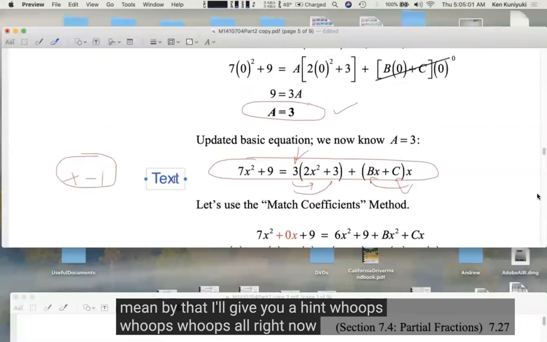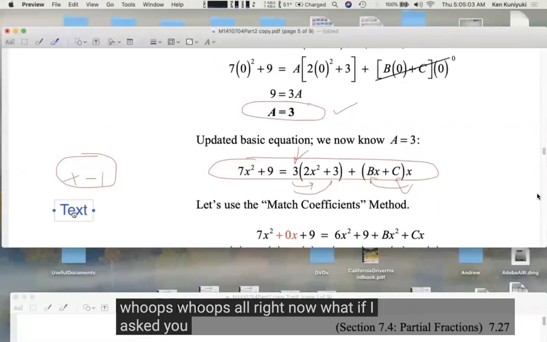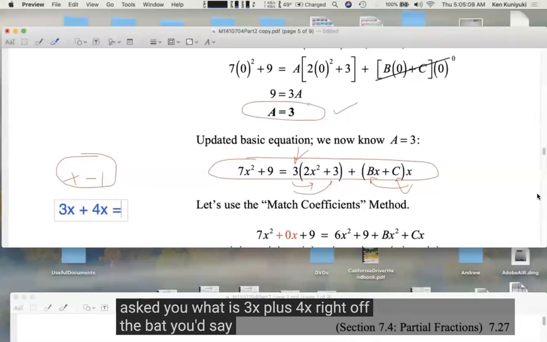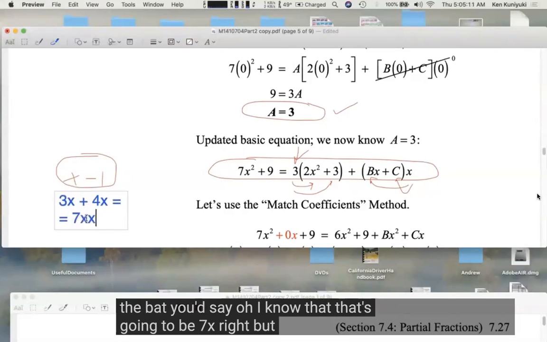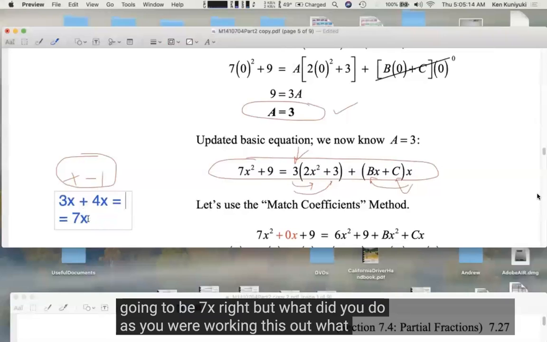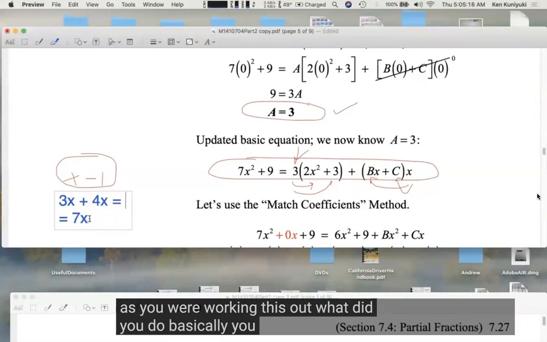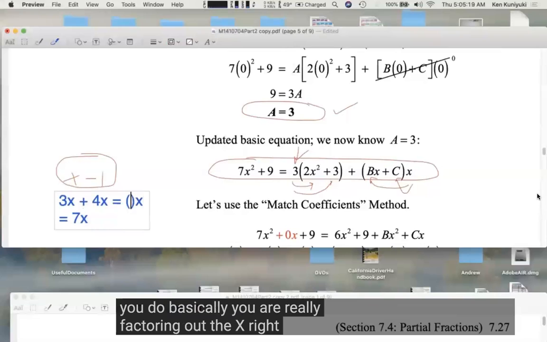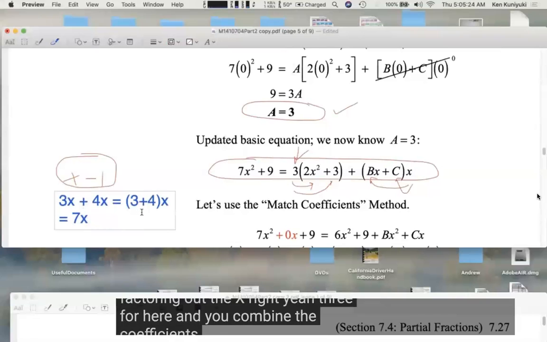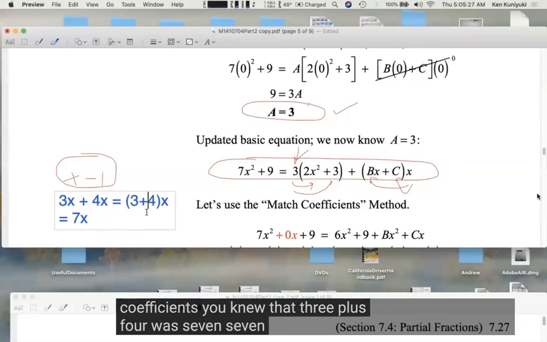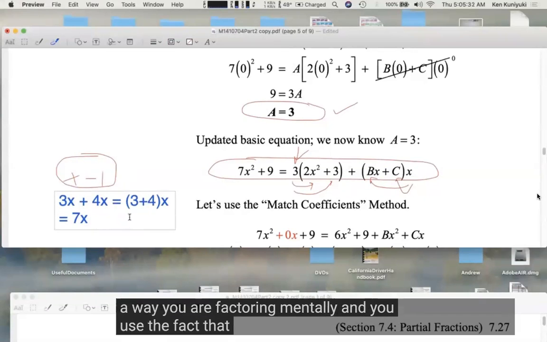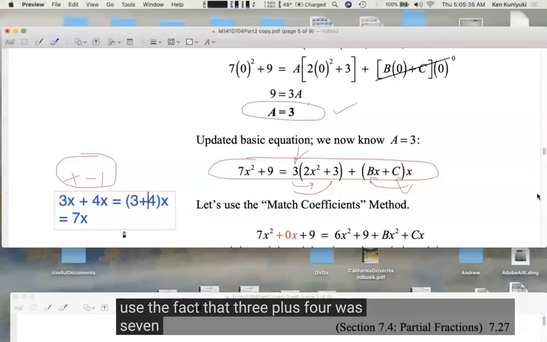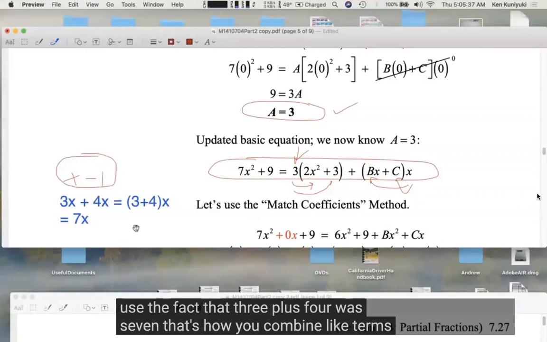All right, now, what if I ask you, what is 3x plus 4x? Right off the bat, you'd say, oh, I know that. That's going to be 7x, right? But what did you do as you were working this out? Basically, you were really factoring out the x, right? You have 3 plus 4 in here, and you combine the coefficients. You knew that 3 plus 4 was 7. 7 times x is 7x. So in a way, you were factoring mentally, and you used the fact that 3 plus 4 was 7. That's how you combine like terms.